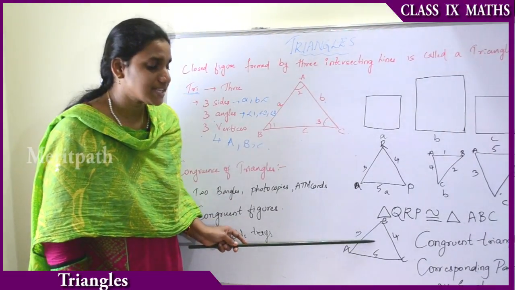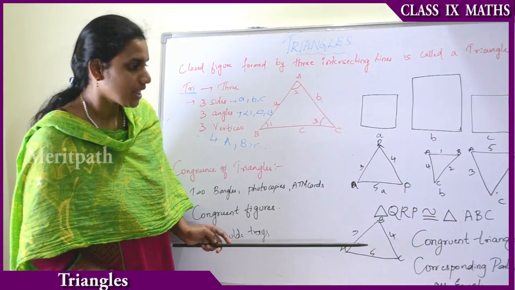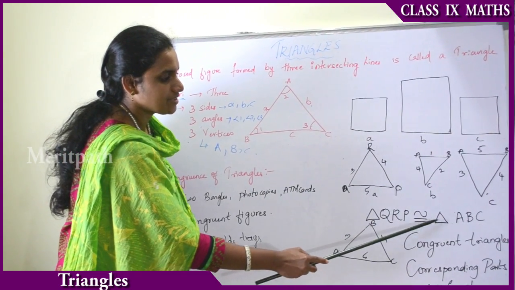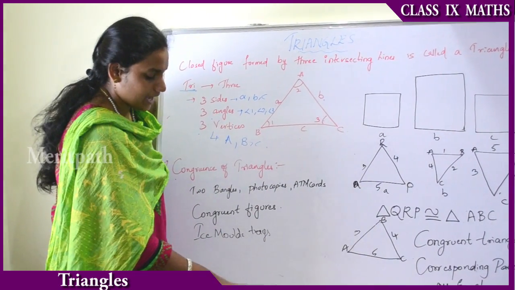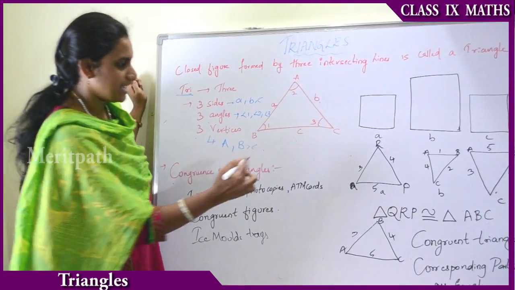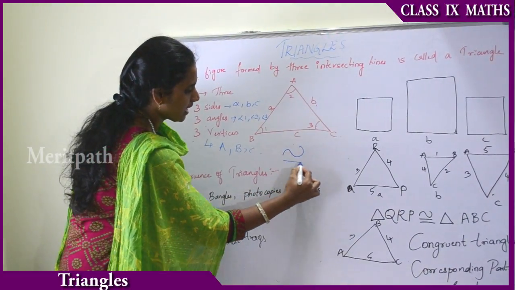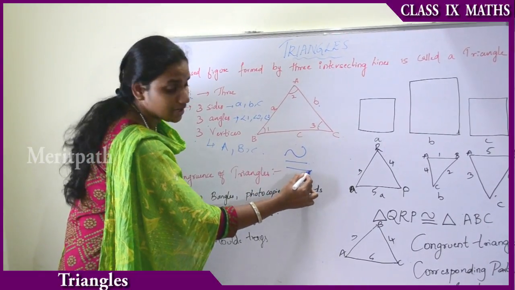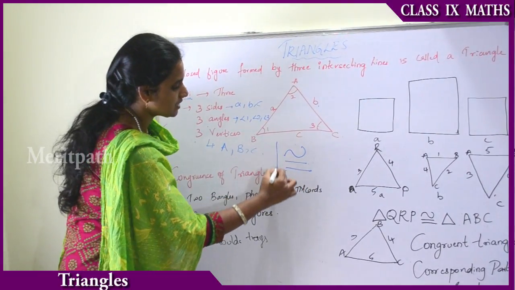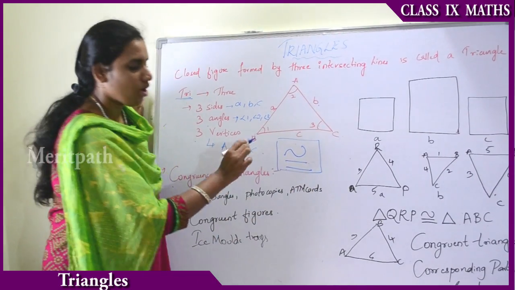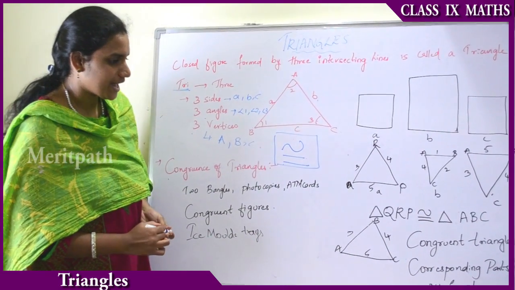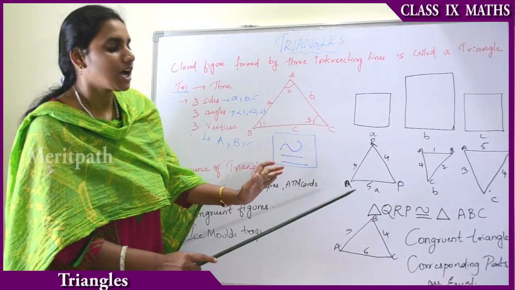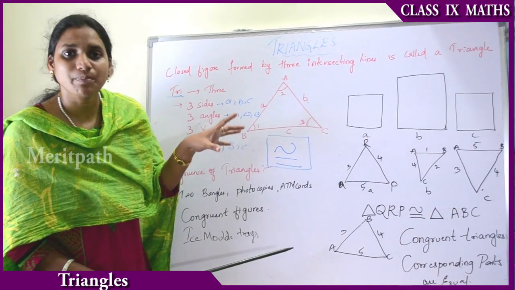Now, congruency is represented in a form like triangle QRP is congruent to triangle ABC. The symbol for congruence is the sleeping S with two horizontal lines, or an equal symbol. This is known as the congruency or congruent symbol. And for triangles, we have to represent congruent triangles with corresponding parts.